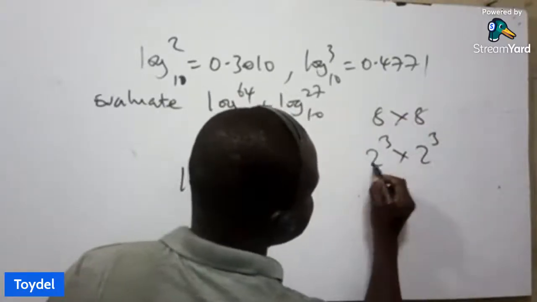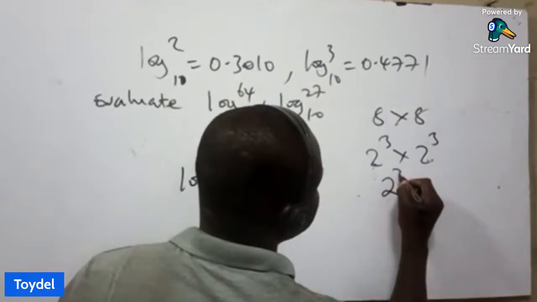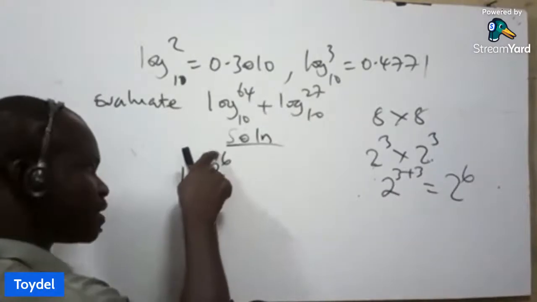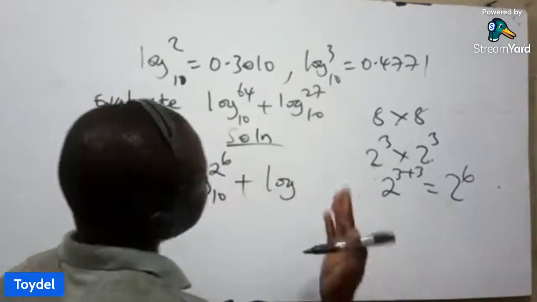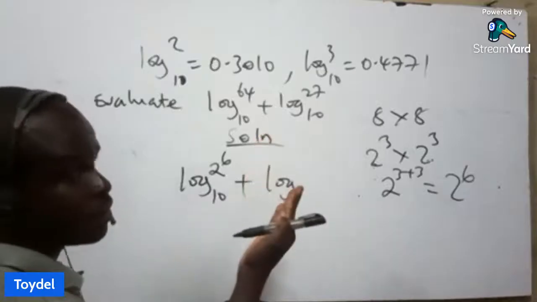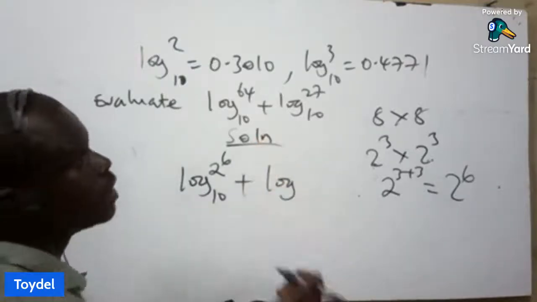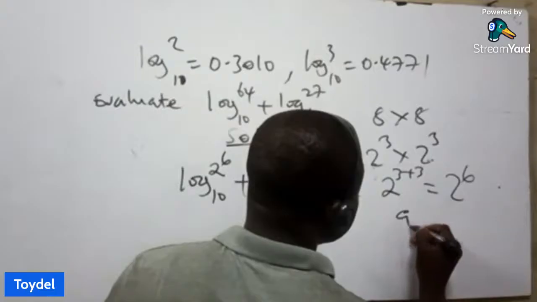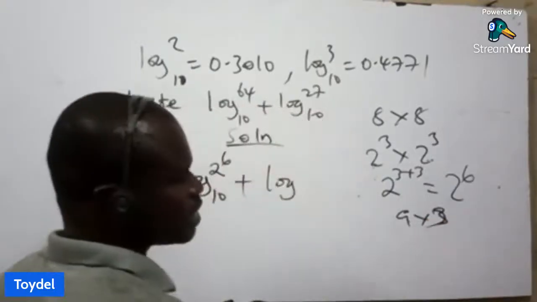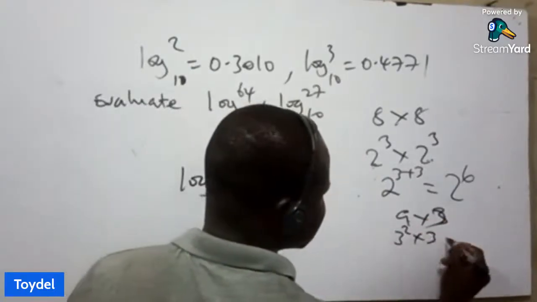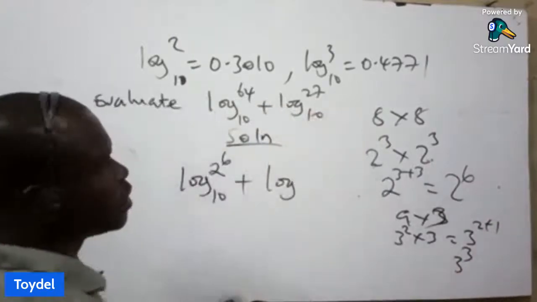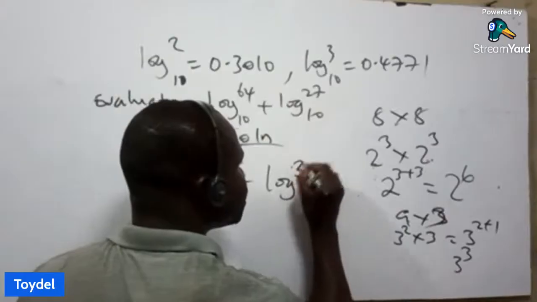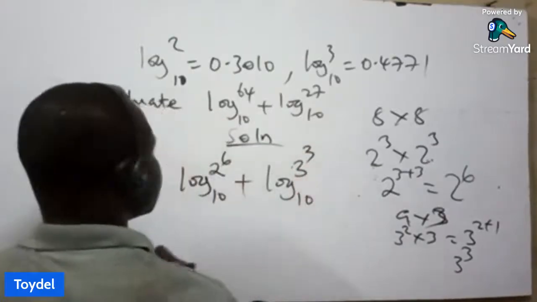Then by law of indices, the bases are equal, so we add the powers: 2 raised to power 3 plus 3, that's 2 raised to power 6. So instead of log 64, I'll change it to log of 2 raised to power 6, plus log 27. 3 is a factor of 27, it can divide 27 without remainder. So I'll just say 9 times 3 is 27, right? What is 9? 3 squared multiplied by 3. That will be 3 raised to power 2 plus 1. 3 cube gives 27. So I will change 27 to 3 raised to power 3, base 10.